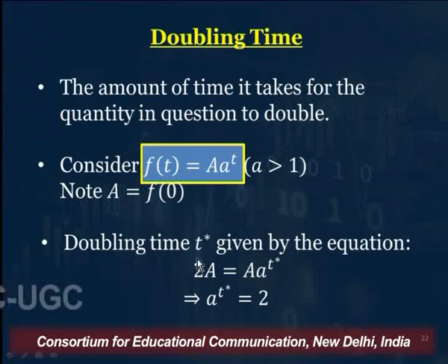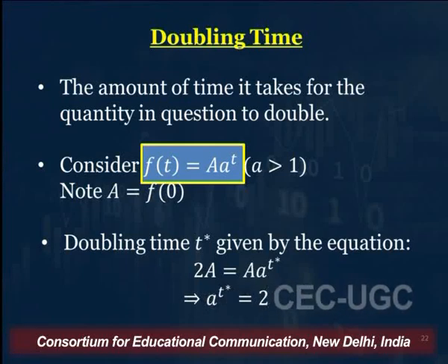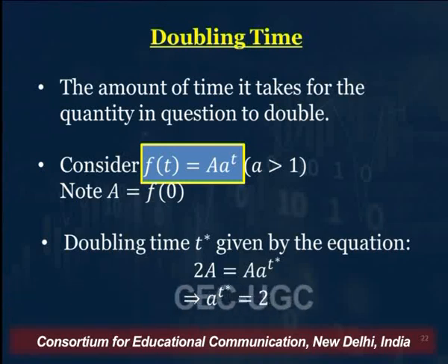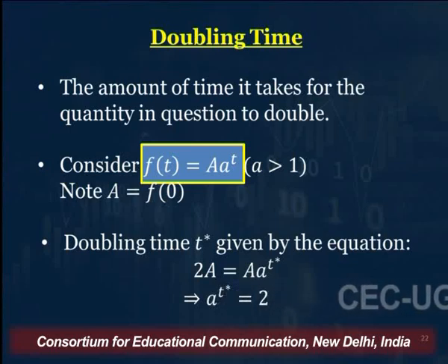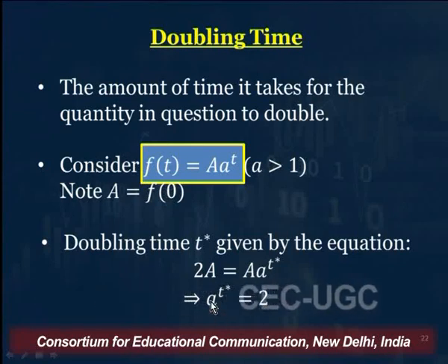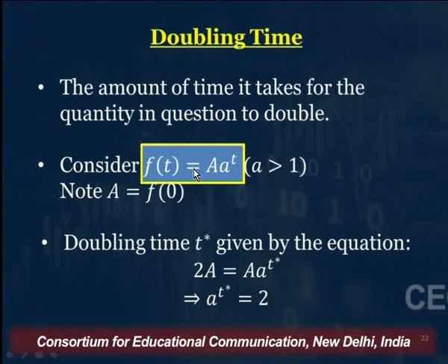Now let us suppose that the doubling time is given by t star. Okay, that is the amount of time it takes for the quantity to double, that is to become twice of capital A, because initial value is capital A. So if I'm talking of the quantity doubling, it has to become twice of capital A. So we are saying here that f of t star, because eventual value is now twice of capital A. So our equation becomes, just substitute the information in this equation that is highlighted here in blue. So twice of A, that is our final value, double, is equal to the original value, that is capital A, times a to the power t star.